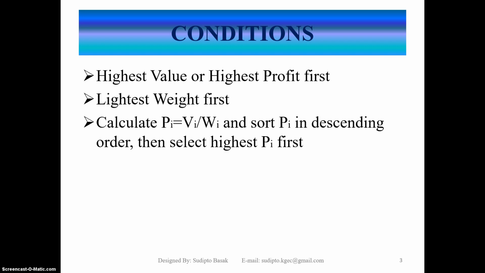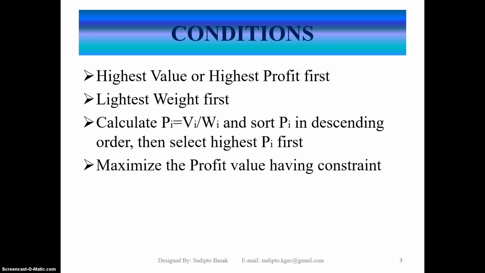According to the first and second points, we will calculate the pi matrix, that is the ratio between vi and wi, and sort this pi in descending order. Then we choose the highest pi, which means the highest profit as well as the lightest weight item will be chosen first. So it will maximize my profit as well as increase the number of items in our knapsack. Both ways it will be effective. So we maximize the profit with these constraints. Obviously the constraint is that the summation of wi should be less than or equal to wk, meaning the total weight should not exceed the knapsack capacity. You can't take more than the knapsack capacity here.